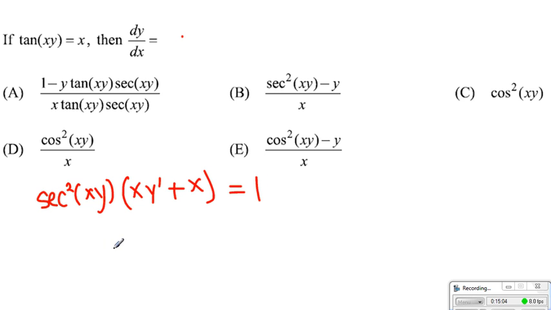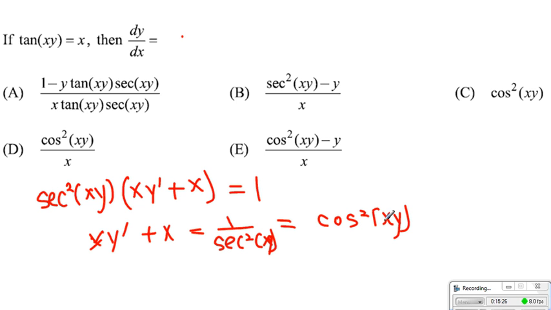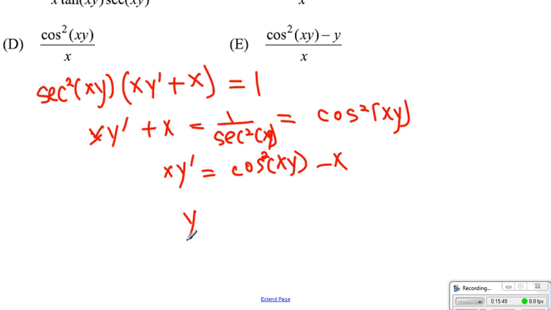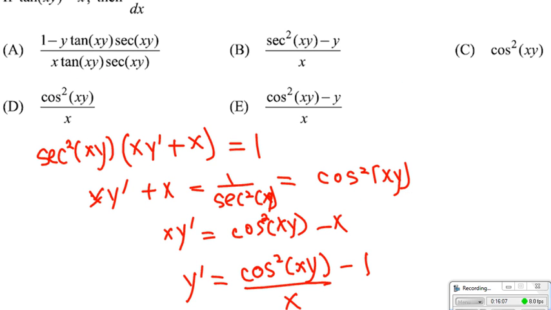Then what happened to y prime by itself? So first we have to divide by secant squared. Then we end up getting x y prime plus y must be equal to 1 over secant squared of x y. But you will realize that secant squared is simply cosine squared of x y. Then we have to subtract y, so x times y prime is equal to cosine squared of xy minus y. When you divide each side by x, then we end up getting y prime is equal to cosine squared of xy minus y, with the divide by x. So anything equivalent to that would have been our answer.